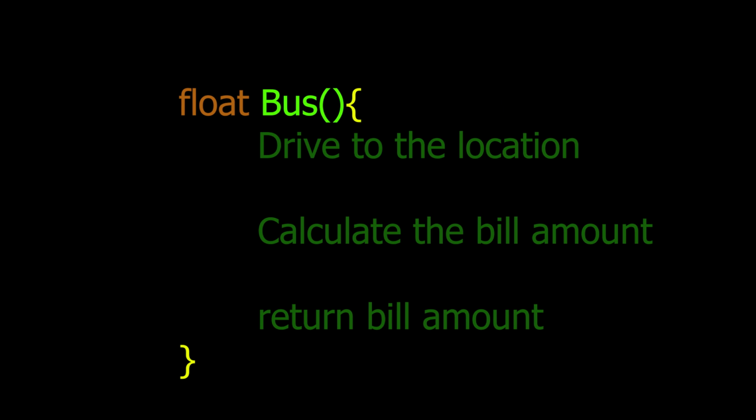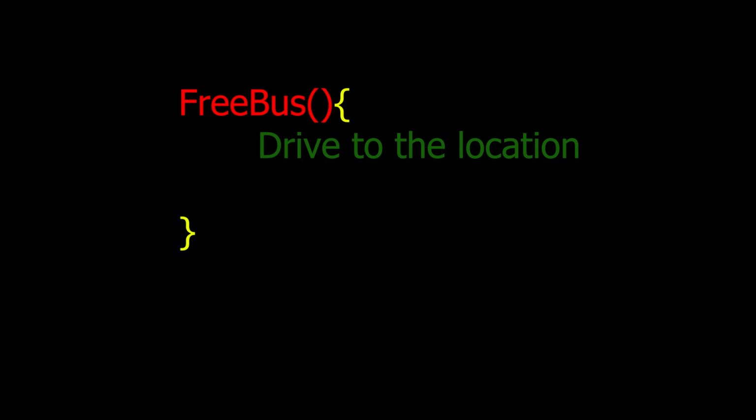Let's say it is a bus instead of a taxi, and the bus runs on a predetermined route. So, it does not need the location you want to go and returns the bill. If we consider that it is a free bus, then it won't ask for input nor will it return a bill.